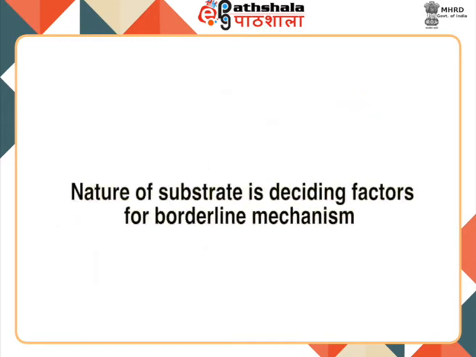Next is the nature of the substrate as a deciding factor for the borderline mechanism. Primary and secondary substrates generally react by the SN2 mechanism and tertiary by the SN1 mechanism. However, tertiary substrates seldom undergo nucleophilic substitution, as competing elimination is always a possible side reaction, and with a tertiary substrate it usually predominates. In an experiment, the relative reactivity of different alkyl halides towards SN1 and SN2 reactions was determined.